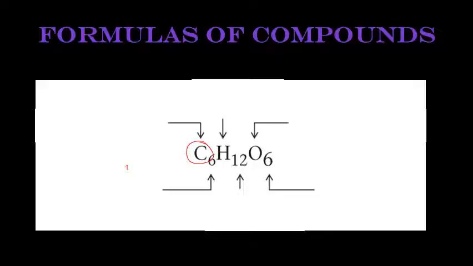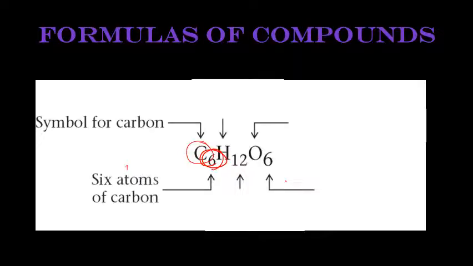So that's what the C means. It just simply means carbon. Now, this number down here is the really important number, the 6. What that means is there are 6 atoms of carbon in this particular molecule of glucose. Well, and actually all molecules of glucose happen to have 6 carbon atoms.